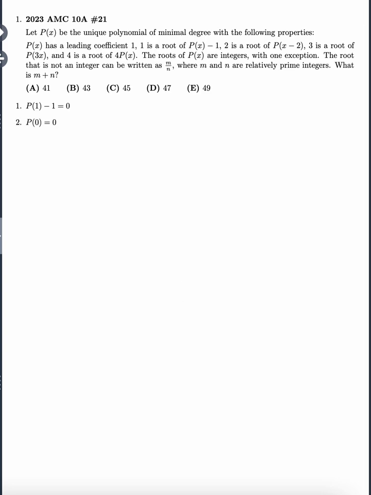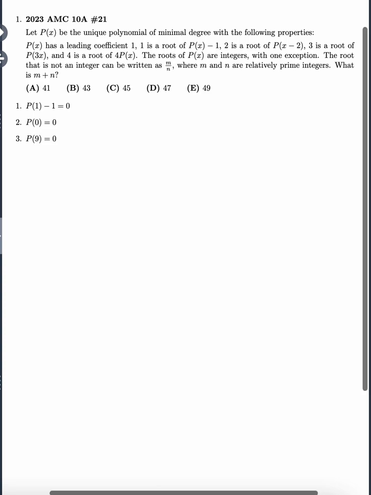And what about the third one? Well, 3 is a root of P of 3x. Now we plug in and we get P of 9 is equal to 0. So P of 9 is also equal to 0. Now let's take a look at the last one. 4 is a root of 4 times P of x. But we know that when we multiply a constant by a polynomial, if the polynomial itself is already 0, then we multiply a constant, we still get 0. So basically, P of 4 is also equal to 0.